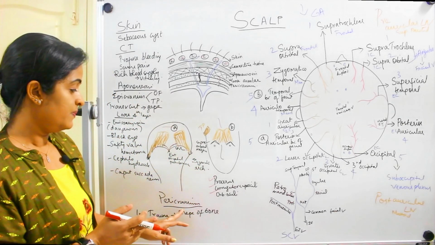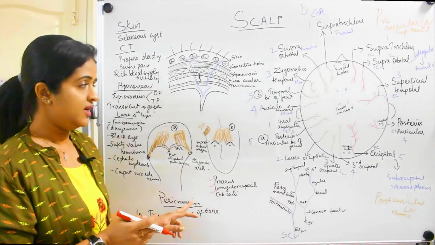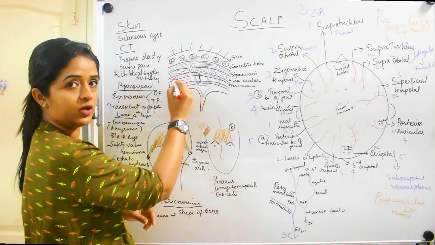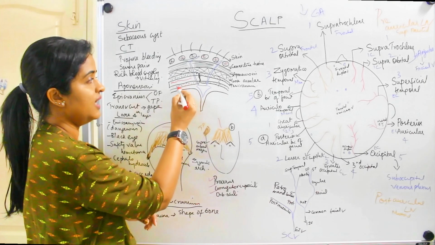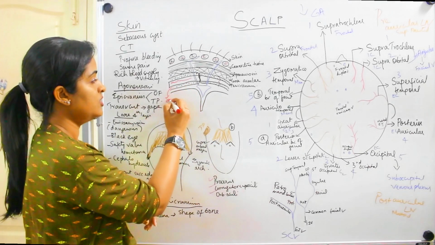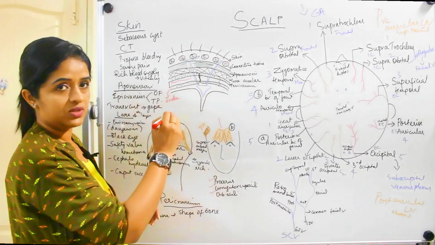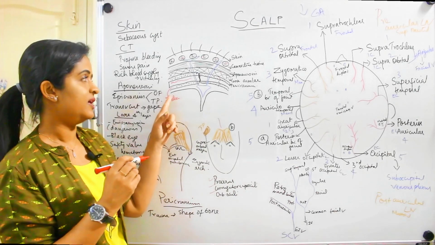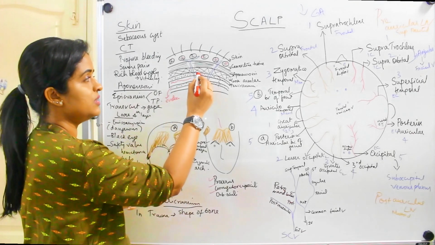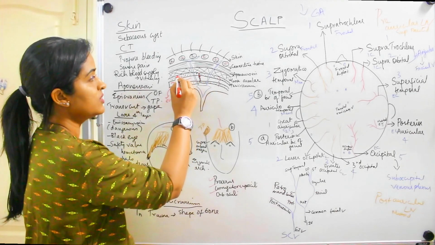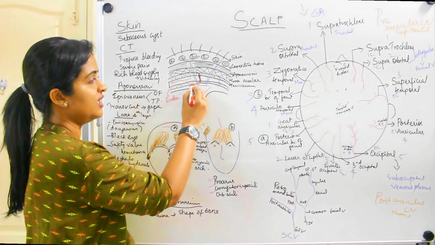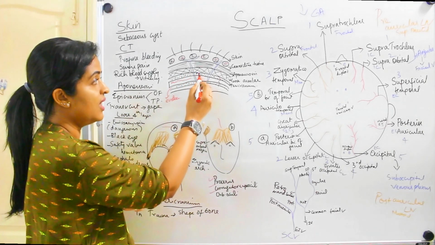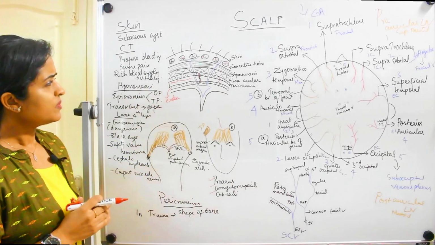Now coming to the last layer, that is pericranium. So this is the bone. This is the bone with the pericranium or periosteum, and this is the endocranium or endosteum. Endocranium or endosteum is actually developing from the endosteal layer of the dura mater. And we can see that this is the suture between the skull bones. So the pericranium and endocranium or periosteum and endosteum, these two layers are continuous at the suture line.